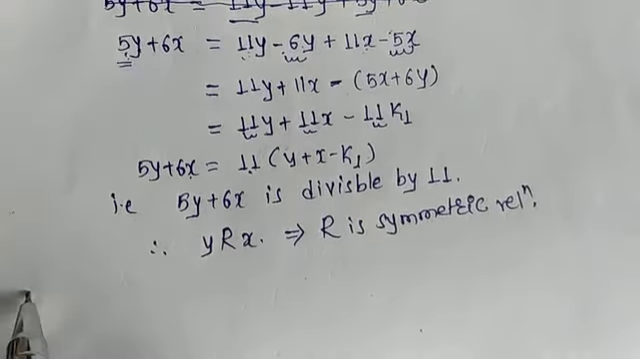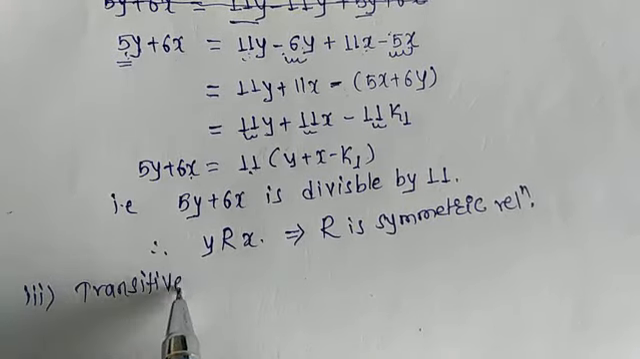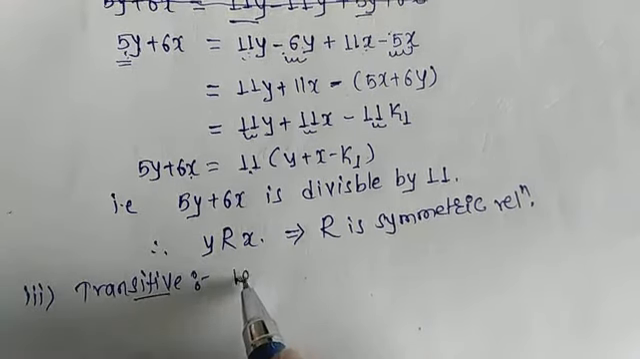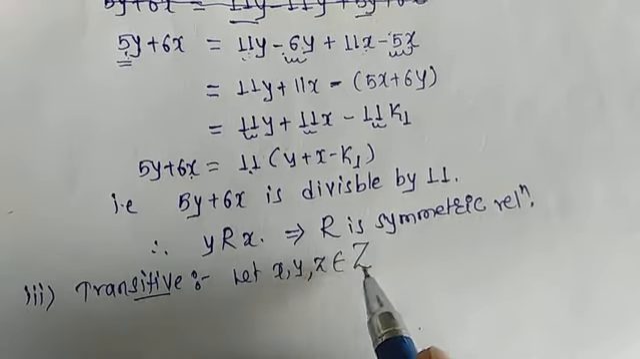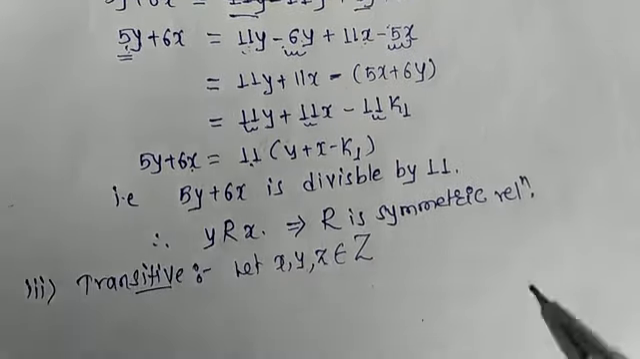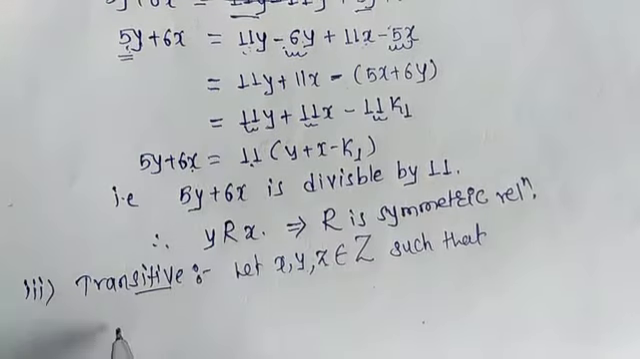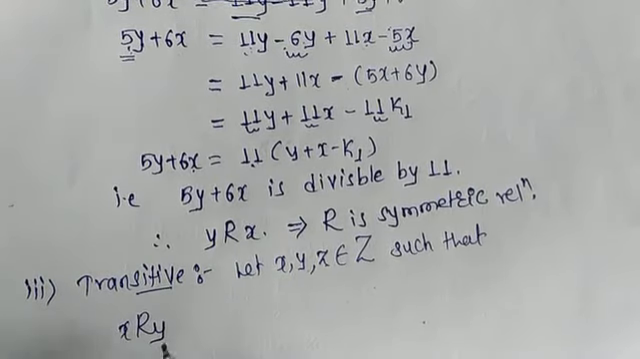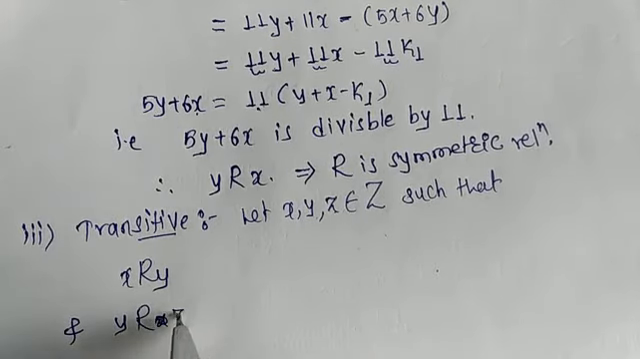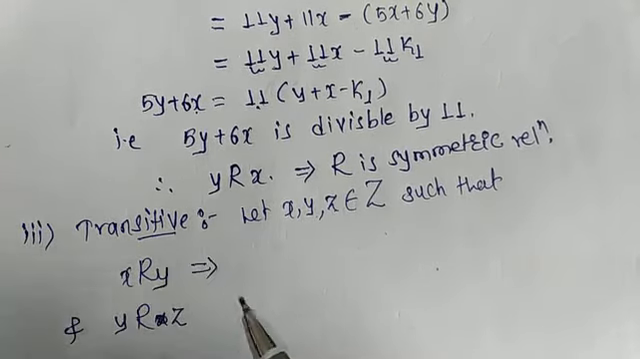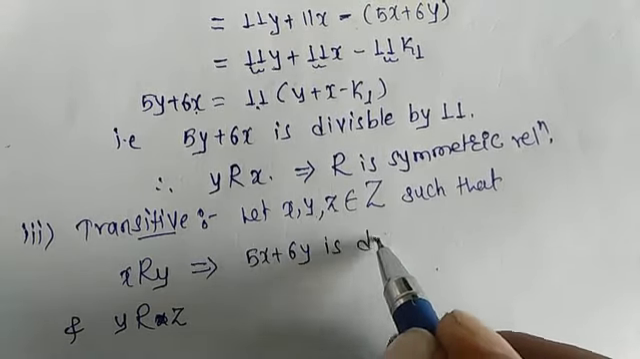Now in transitive relation, for transitive relation we have to consider three elements from the given set: x, y, z belong to capital Z. By the definition of transitive, x is related to y and y is related to z. Now here x related to y means 5x plus 6y is divisible by 11.